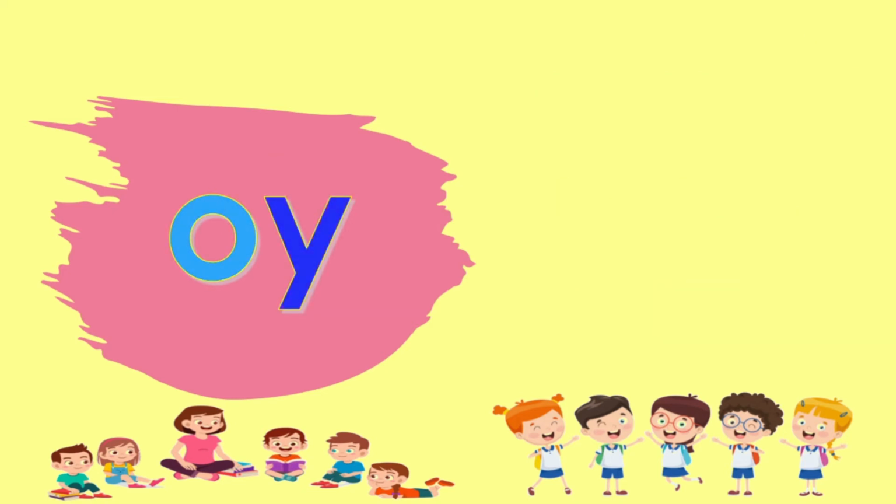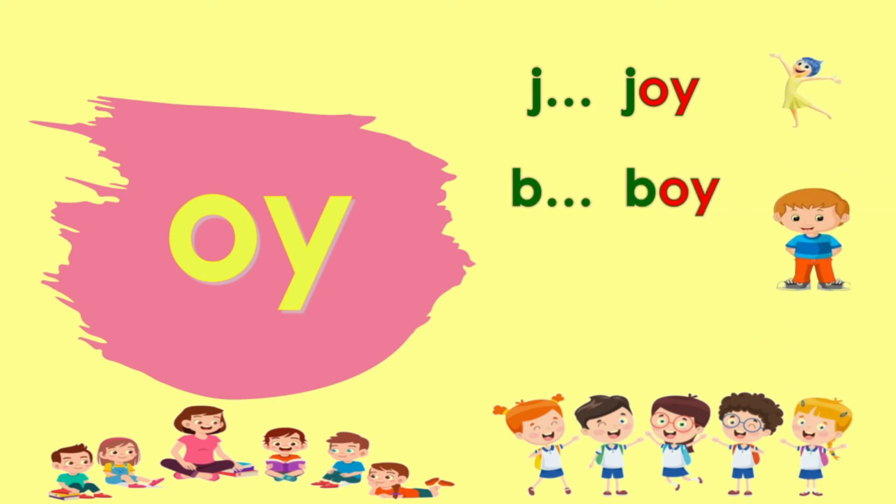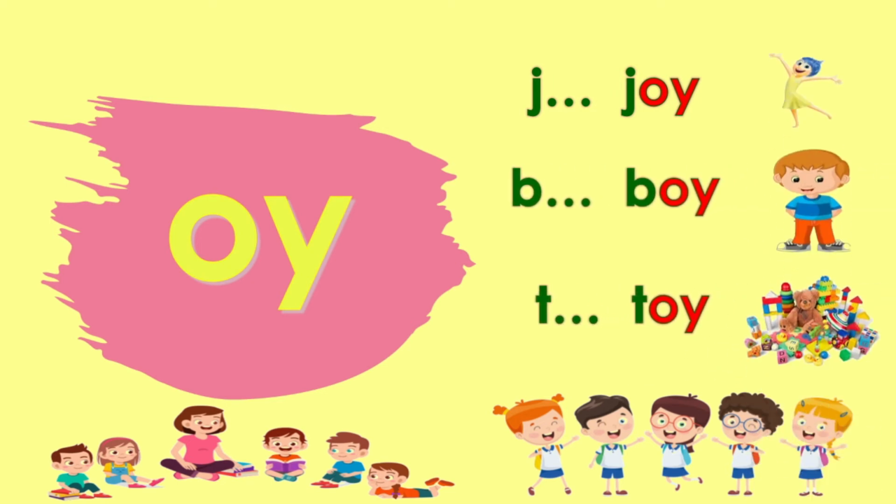Next, OY, oy. First picture, three letter word. J, O, Y, joy. B, O, Y, boy. T, O, Y, toy.